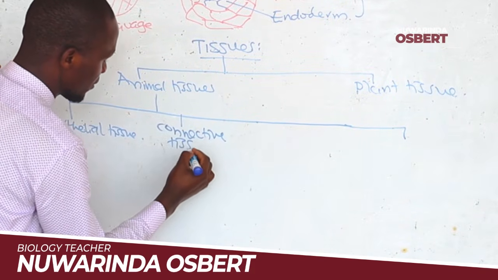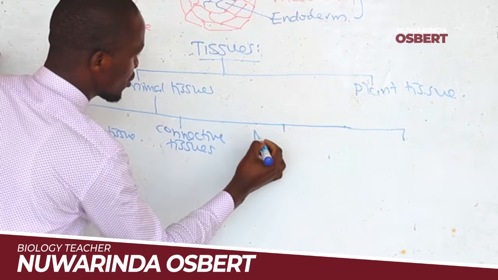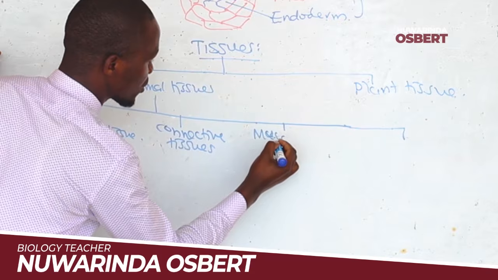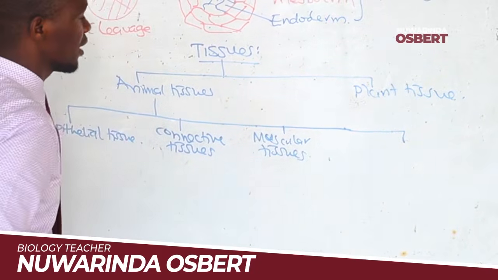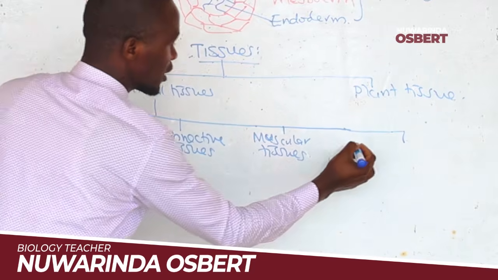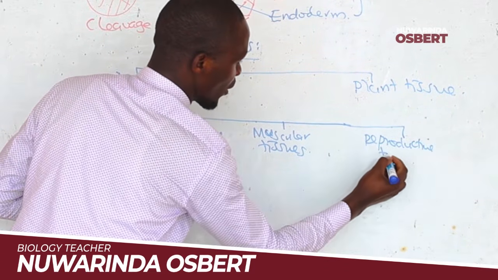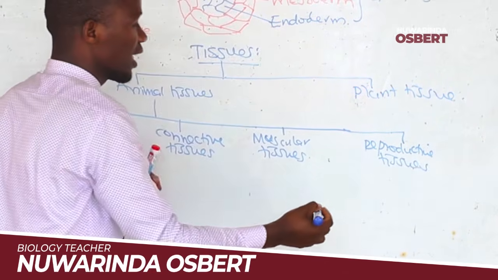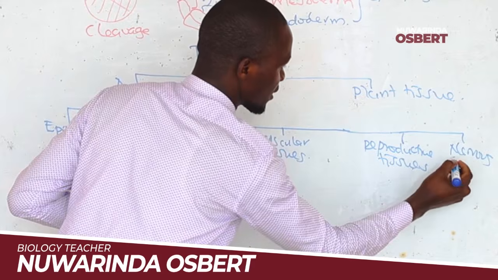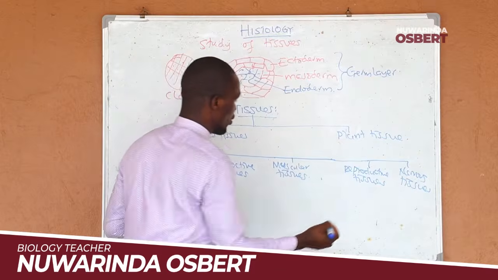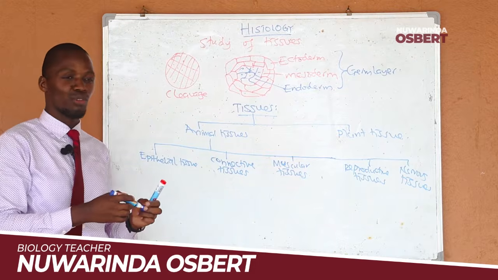We have also got what we call muscular tissue. This one consists of muscles. Then we have also got what we call reproductive tissue. This is where we are going to find the reproductive organs. Then we have also got what we call nervous tissue. So we have got these major tissues as far as animals are concerned.